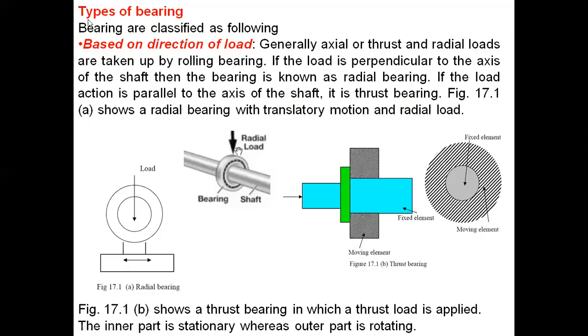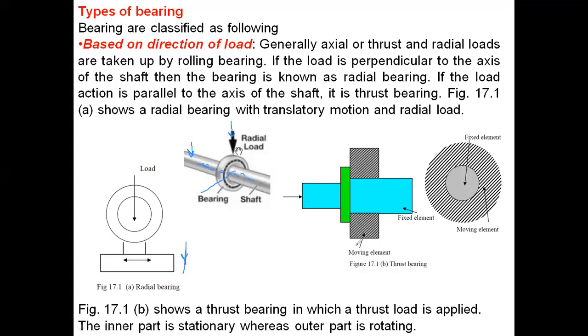Rewinding once again, the types of bearing based on the direction of load applied. First one you can see here is your radial bearing, as the load is acting perpendicular to the axis of motion. Here you can see a shaft and the bearing is mounted on the shaft. The load is acting vertically, perpendicular to this axis of motion, because it is moving along with this shaft axis.